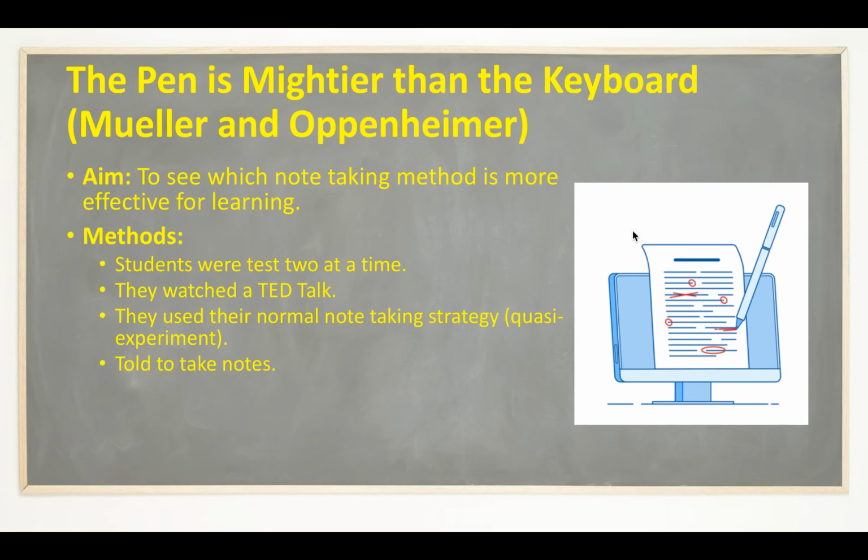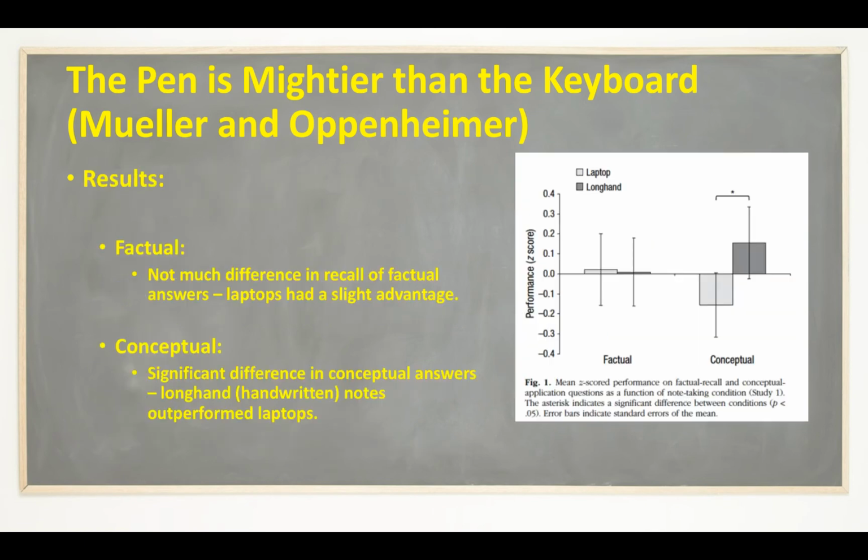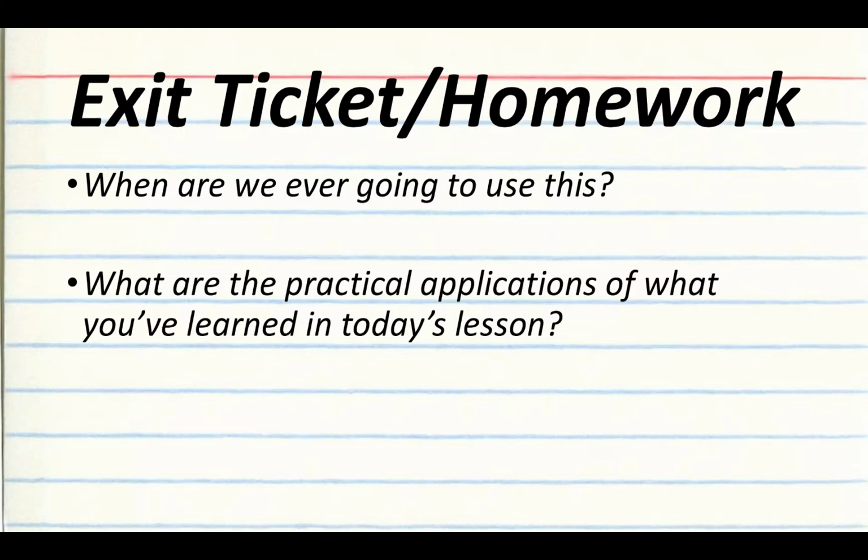All right, and then this is Mueller and Oppenheimer. This is the chalk and talk from the original, and here we have the screenshot from the original. All right, and then exit ticket.